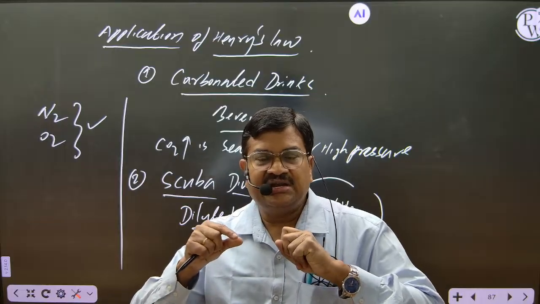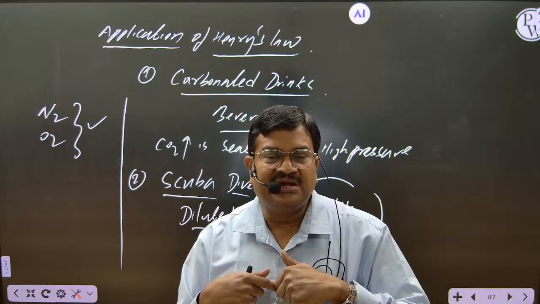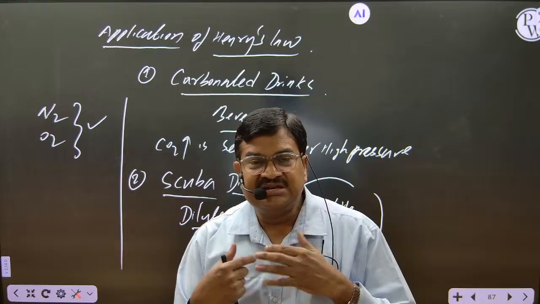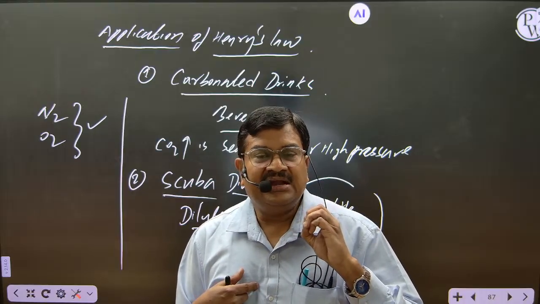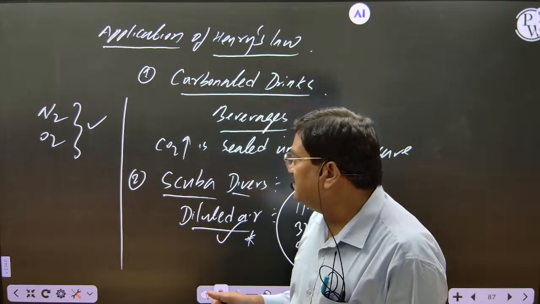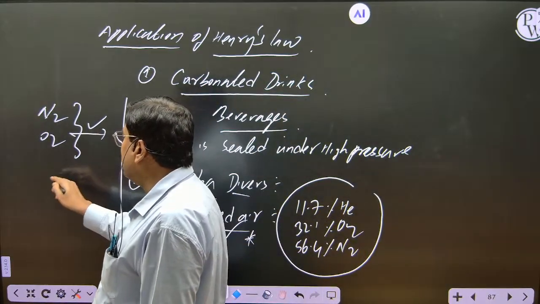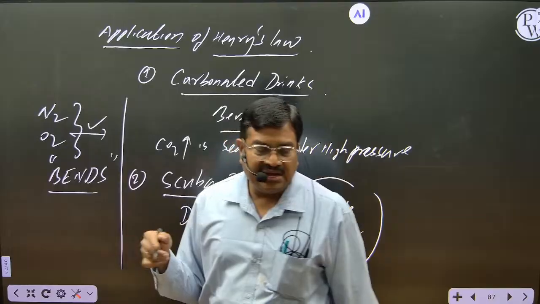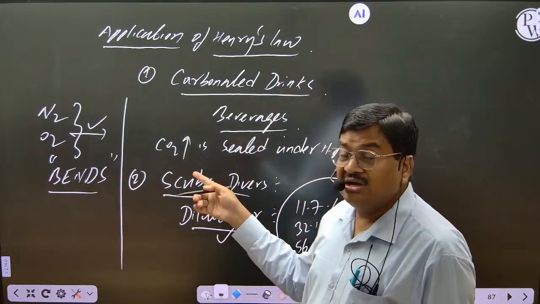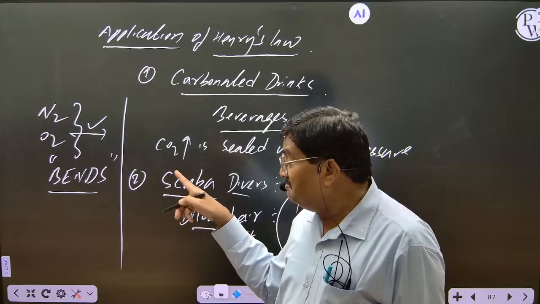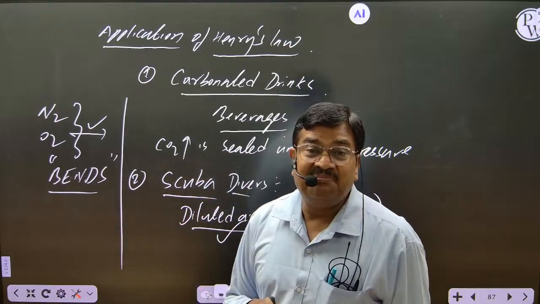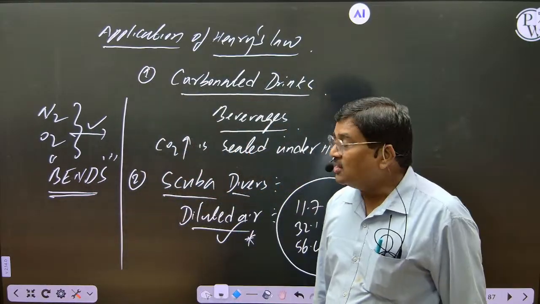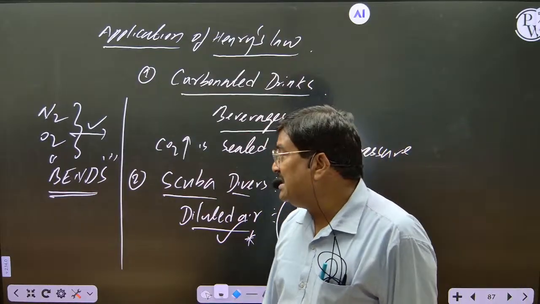The nitrogen that was dissolved under high pressure, when it comes to low pressure, will block the blood capillaries. So the person gets severe pain, and that disease is called bends disease. In the exam they ask why they can't carry ordinary air. The reason is, if they carry ordinary air, nitrogen will dissolve in blood and block the capillaries, and the person gets severe pains. The disease is called bends, BENDS. So make a note.